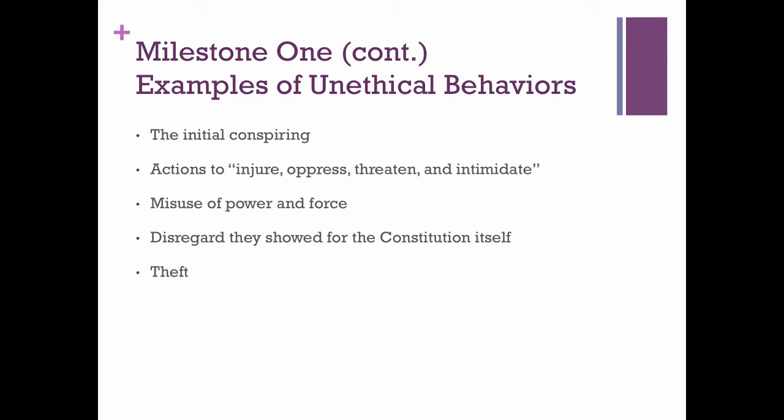Here would be some very simple examples of unethical behavior that you might have found. The initial conspiracy: they conspired to do something unethical. Actions to injure, oppress, threaten, and intimidate. That's in quotations because it's straight out of the indictment, but that's what they did. Misuse of power and force. Disregard they showed for the Constitution itself. That could be an ethical behavior, just a general understanding we don't do that. And finally, theft. They stole things.